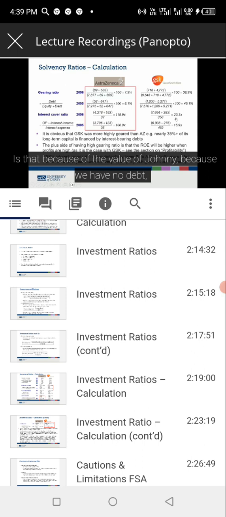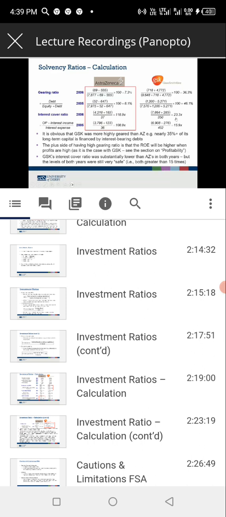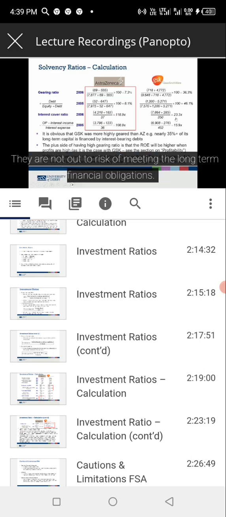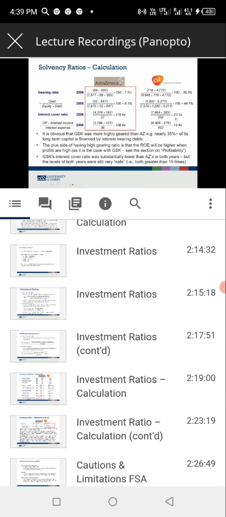And AZ, because of their low gearing, because they have low debt, we have low interest payment, and therefore the interest cover ratio is very high. You can see 118 times. So which means to them, they are not at risk at all. They are not at risk of meeting their long-term financial obligations. Is that okay? So AZ is performing better than GSK.